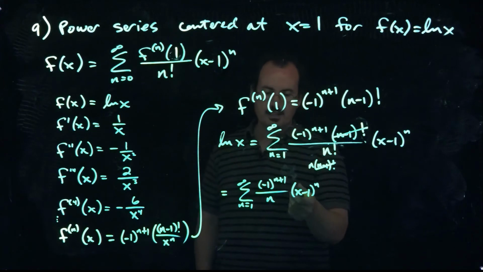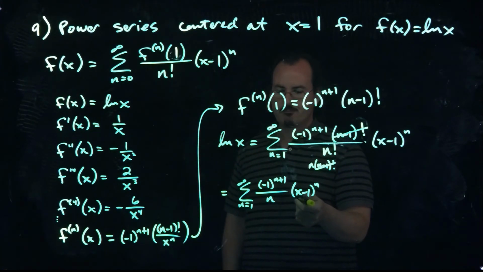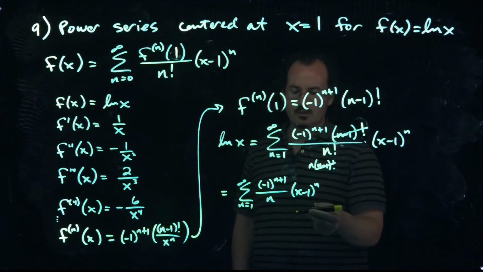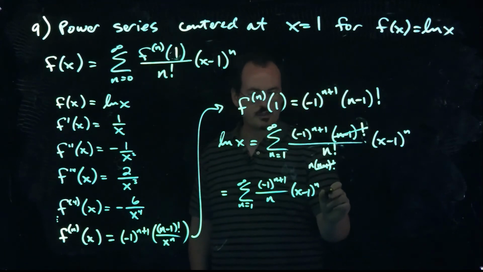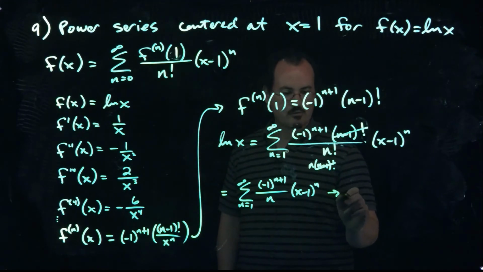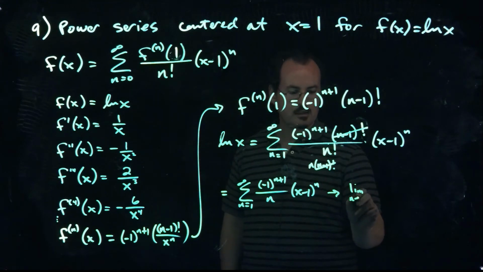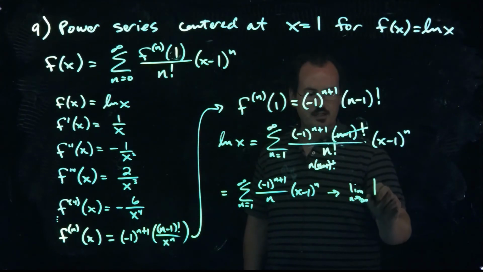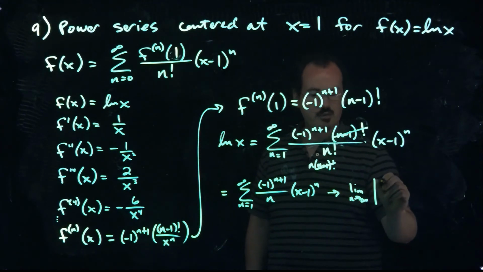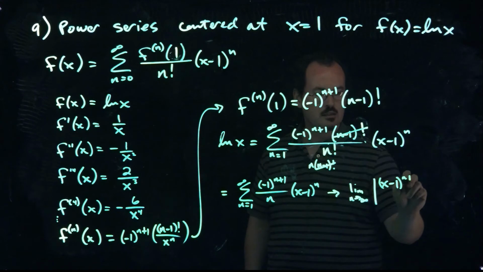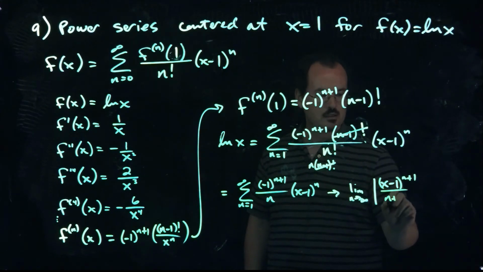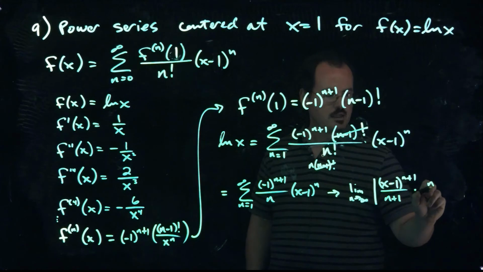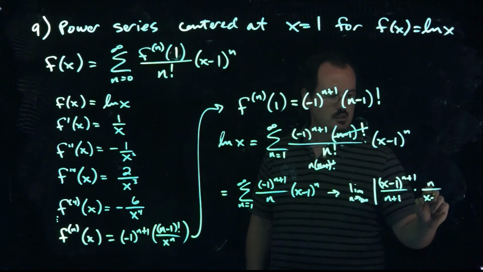Okay, so it also asks us to find the interval of convergence for this series. The way we can do that is with the ratio test. I don't really have too much room left here, but if I did the ratio test, this would be what I would get. I get the limit as n approaches infinity of the absolute value. I'm just going to get rid of the minus 1 right away, but it would be x minus 1 to the n plus 1 over n plus 1, multiplied by n over x minus 1 to the n.